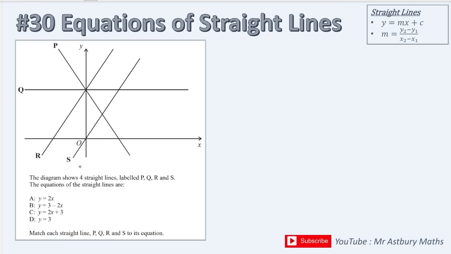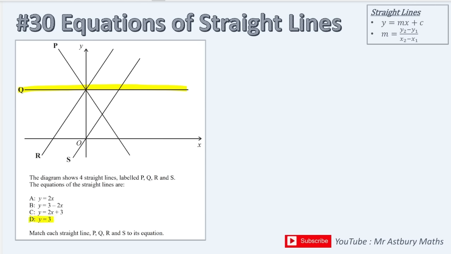Okay, we've got lots of lines here, but no numbers. And we've been asked to work out which one is which. Well, I can see that there is only one horizontal line. And that horizontal line is Q. And horizontal lines are always of the form y equals a number. So therefore, Q must be this one, D.